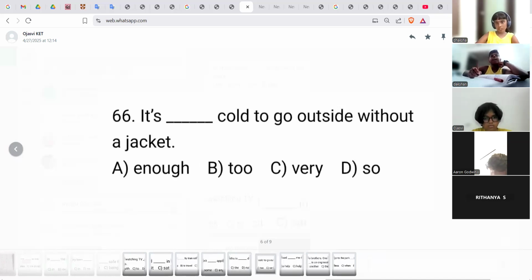Sir, very cold. Dakshan, very... Oh no, "too", sir. Too cold, because you have a "to". Yeah, you have a "to". Too cold to go outside. Too cold. So it has to be B. Careful. It has to be B.